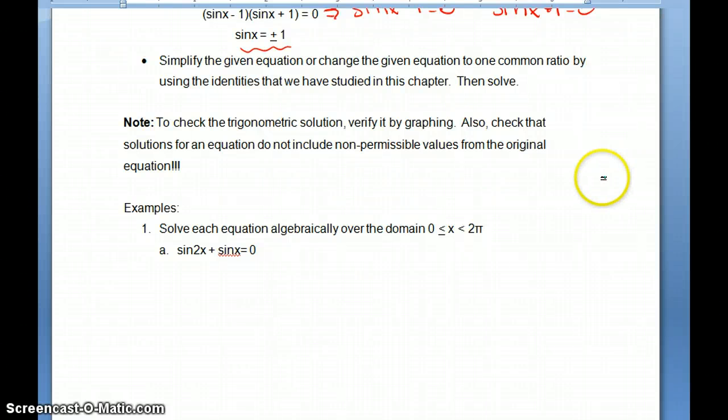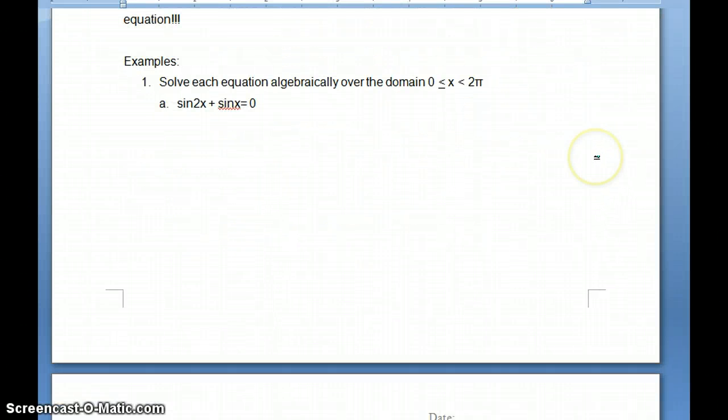Okay? So now let's do some examples, and we'll put these strategies to use. So for this first example, we need to solve each equation algebraically over the domain 0 is less than or equal to x, which is less than 2 pi.